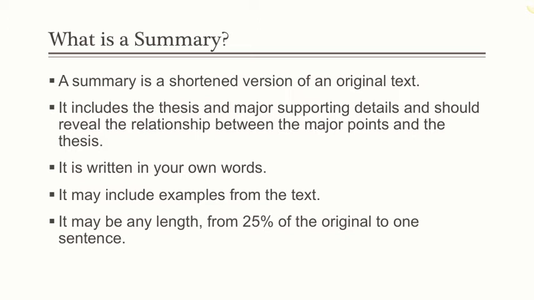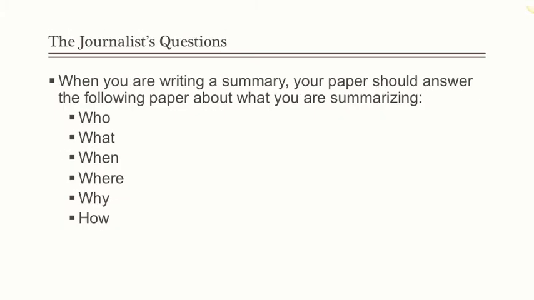However, it should never be more than 25% of the length of the original piece. When you're writing a summary, your summary should always answer the journalist's questions. These are also called the 5 W's and 1 H. They simply stand for who, what, when, where, why, and how. If your summary can answer all of those questions, it's very likely that your summary is a complete breakdown of the original piece.